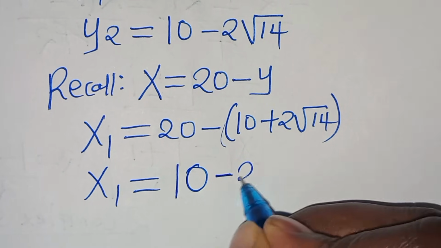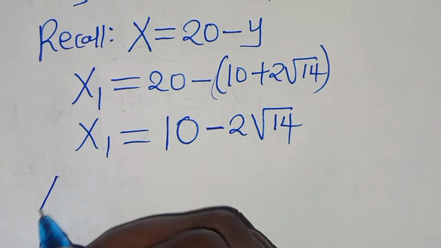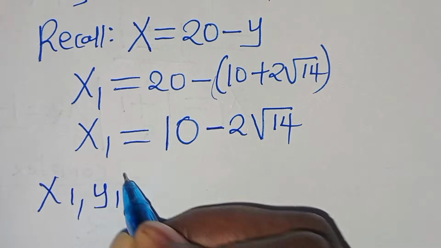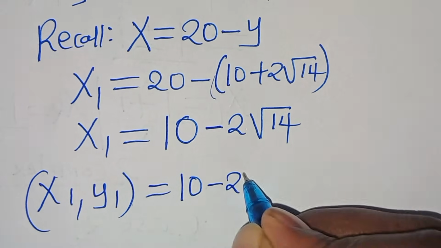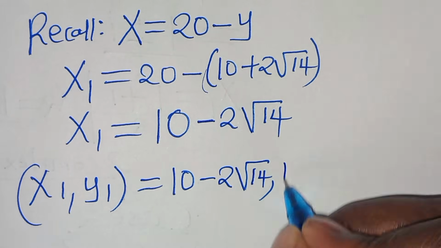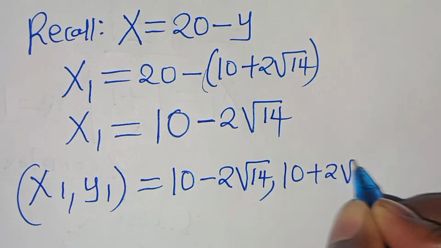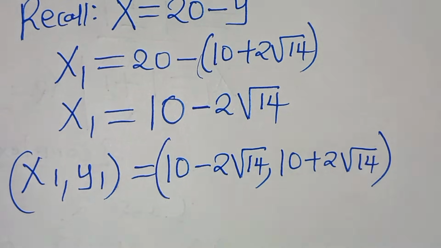This is minus 2 square root of 14. So we have x1, y1. This is equal to 10 minus 2 square root of 14, and y1 is 10 plus 2 square root of 14. This is the first set of solutions that we have.